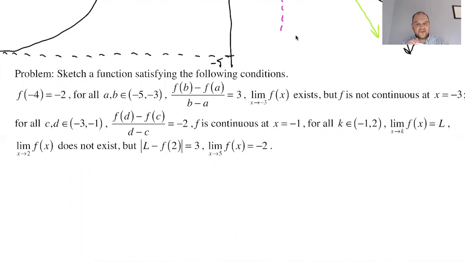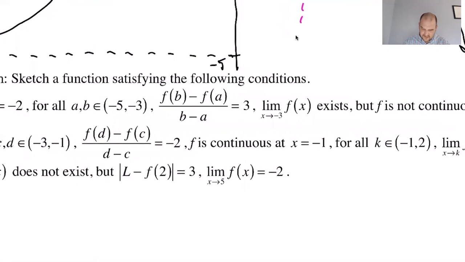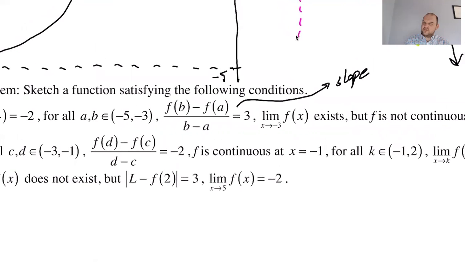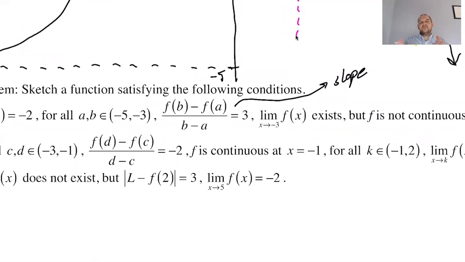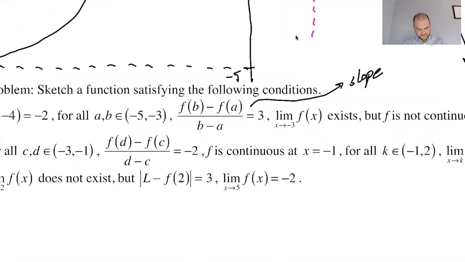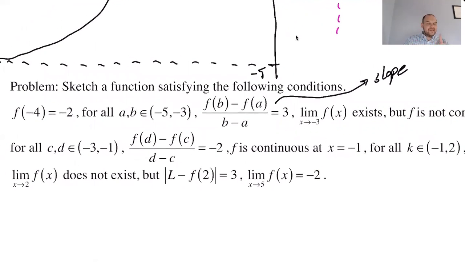(f(b) - f(a)) / (b - a) is equal to 3. So that probably looks familiar, right? Because this is telling me that's the slope. So it's telling me the slope is always 3. So what kind of thing has a slope that's always 3? It's a line, right? So it's going to have to be a line in between -5 and -3. Furthermore, if you look back at the first piece of information, -4 is between -5 and -3. So we know one point on the line, and we know the slope of the line. So that's going to be a good start.